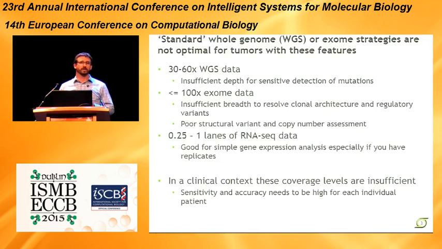The main alternative to sequencing tumors is exome sequencing, and there we typically target somewhere in the region of 100x average coverage. This is certainly better, but then you introduce a new problem: you have insufficient breadth to resolve things like clonal architecture. You don't have the coverage where you need to detect regulatory variants. Exome data is notoriously bad at detecting structural variation and copy number assessment. And on the RNA side, transcriptome analysis follows a rote pattern of doing a lane of Illumina sequencing at most, but often considerably less than that. Generally, people are pooling 3 or 4 or 5 samples in each lane.